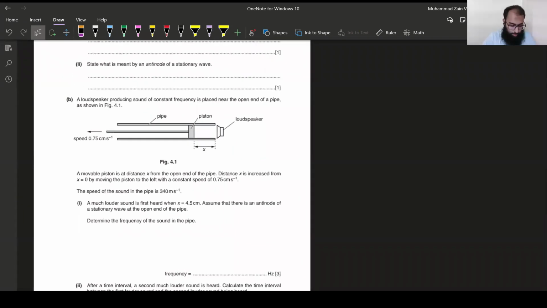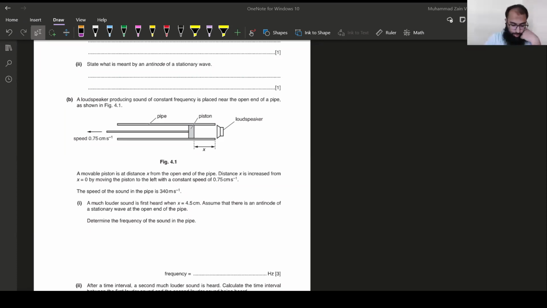Okay, so now the next part, and this part is a bit important, and could be somewhat confusing and a difficult sort of question. So just pay attention to this a little bit. Okay, so the question is, a loudspeaker producing sound of constant frequency is placed near the open end of a pipe.